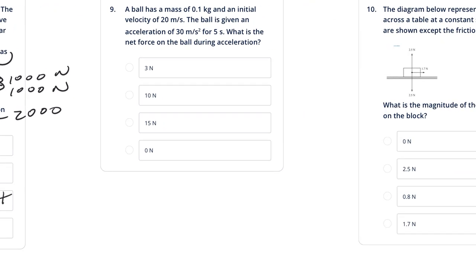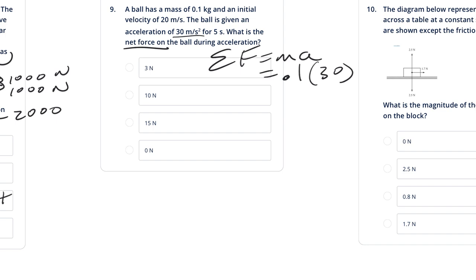Okay, number 10, ball mass, initial velocity. The ball is given acceleration. What is the net force? Okay, there's a lot of extra stuff here. But the net force is simply the second law of motion, the law of acceleration: the mass, which is given as 0.1, times the acceleration, which is given as 30. So that comes out to 3 newtons.